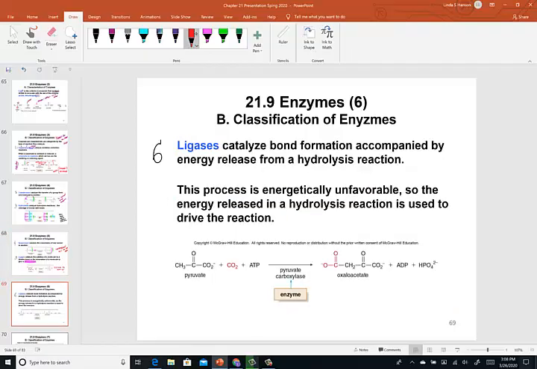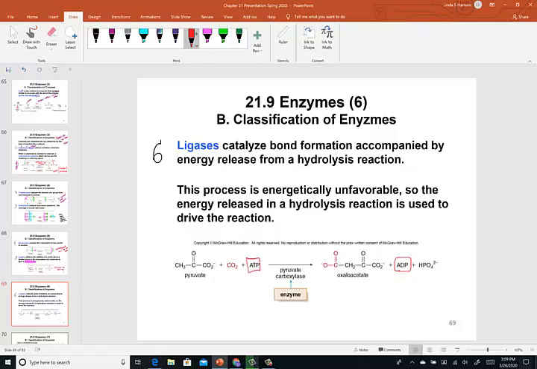All right. The 6th and final category of enzymes are called ligases. Hear that hard G, ligases. These catalyze bond formations by energy released from a hydrolysis reaction. It's energetically unfavorable, so that energy released in a hydrolysis reaction is used to drive the reaction. So when I see an ATP, that's a high energy molecule called adenosine triphosphate. ATP molecules, high energy. And it goes into an ADP, you know that it's spent one of its high energy phosphate bonds. So that's a release of energy.